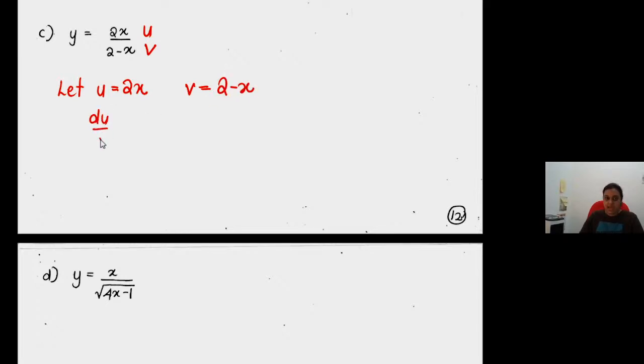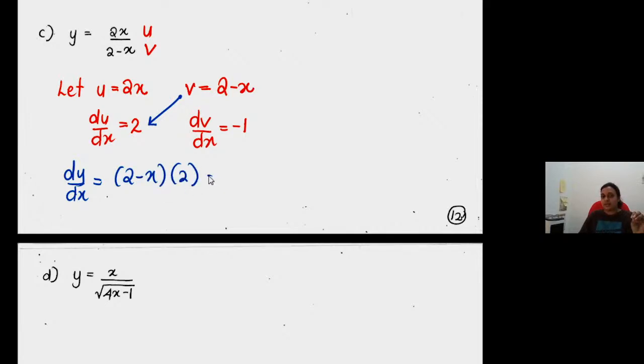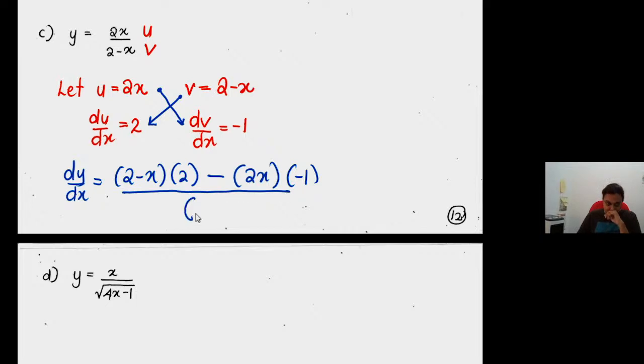So du dx, you will get the value 2. dv dx, you will get negative 1. So the dy dx formula, start from v first, cross and multiply with du dx. So 2 minus x times 2. Quotient is minus, so we minus u times dv dx, which is 2x and then negative 1, divided by v squared, which is 2 minus x squared.